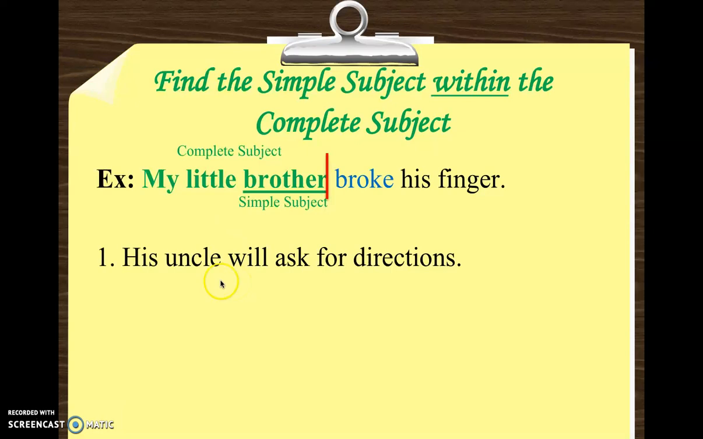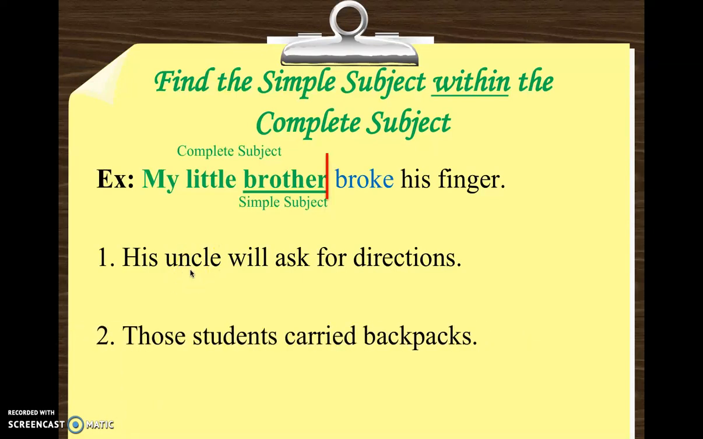And so we've got his uncle is the complete subject, and the simple subject is uncle, because this is the noun or pronoun. Same thing for here. Those students carried backpacks. Our verb is carried, so we would divide it right here. And our complete subject is those students, and our simple subject is students. For the third one, our babysitter is late again. Is my verb. It's a linking verb, and it's linking babysitter equals late. And so I would draw my line right here, and my complete subject is our babysitter, and my simple subject is babysitter.